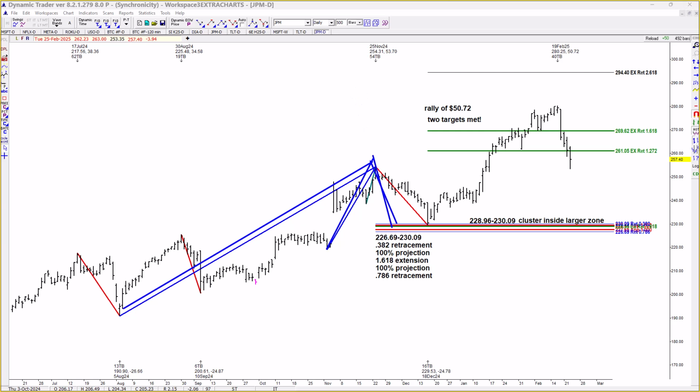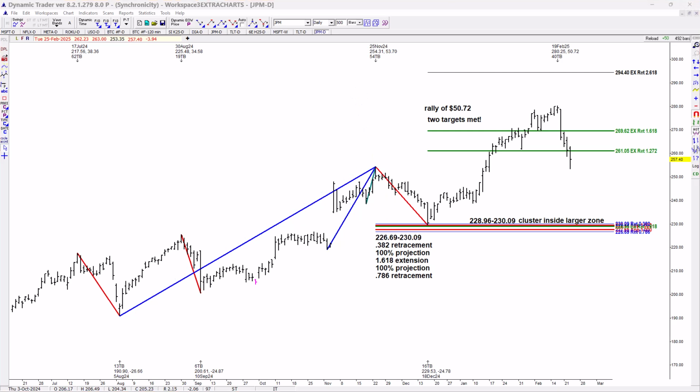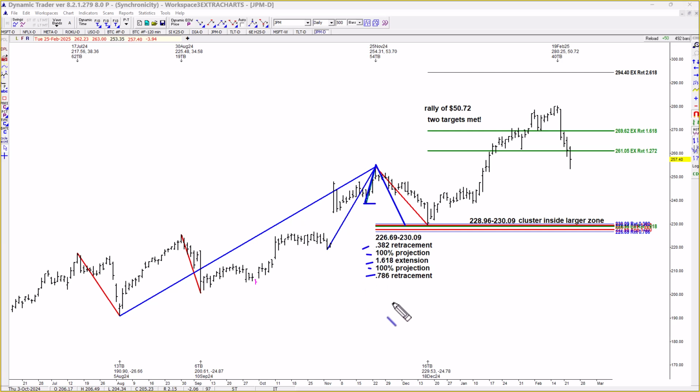And then we also had a 786 retracement of this smaller swing, low to high, 786. And then there was one more price relationship, and that was actually this extension. I took a prior low to high swing and extended it 1618, and that overlapped this other area. So we basically had the coincidence of 1, 2, 3, 4, 5 price relationships that came in between 226.69 and 230.09. If you actually looked at the smaller zone, like within the larger cluster zone, it was 228.96 to 230.09.